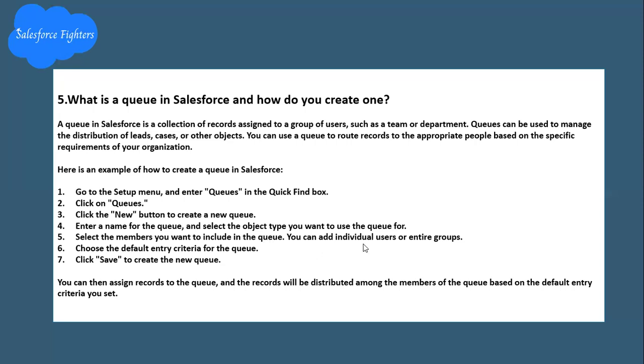You can add individual users or entire groups. Choose the default entry criteria for the queue, and next click Save to create the new queue. You can then assign records to the queue, and records will be distributed among the members of the queue based on the default entry criteria.